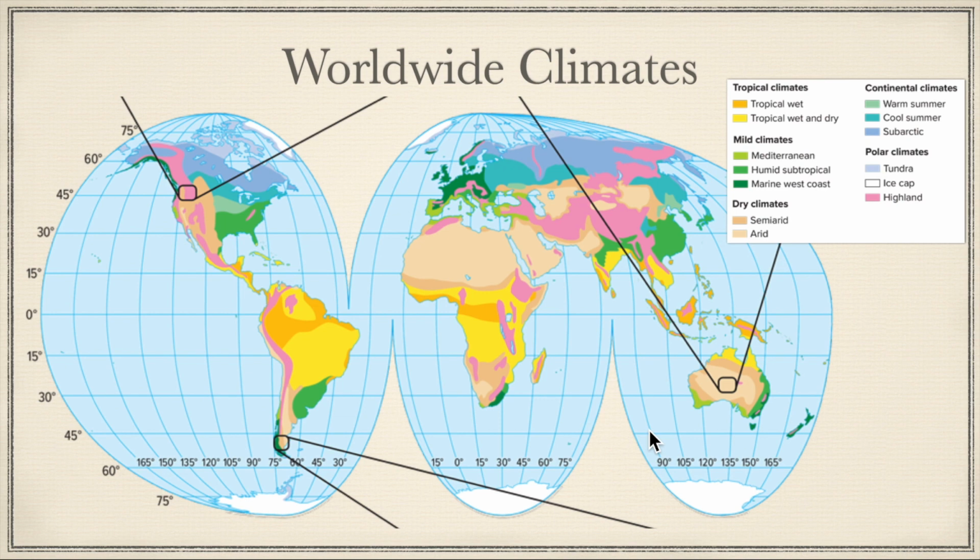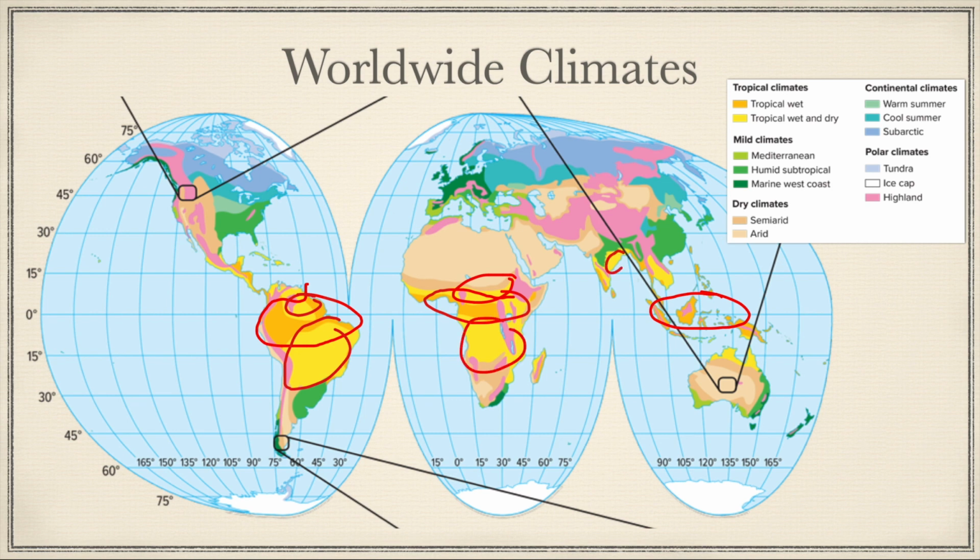Now we're going to look at all of these in a little more detail here. We have our tropical climates, where we have 2 different types: tropical wet and dry. Tropical climates, especially the tropical wet climates, tend to occur near the equator. So we have right here, and then all through here, these tropical wet climates. Then north and south of that, we have our tropical dry climates.